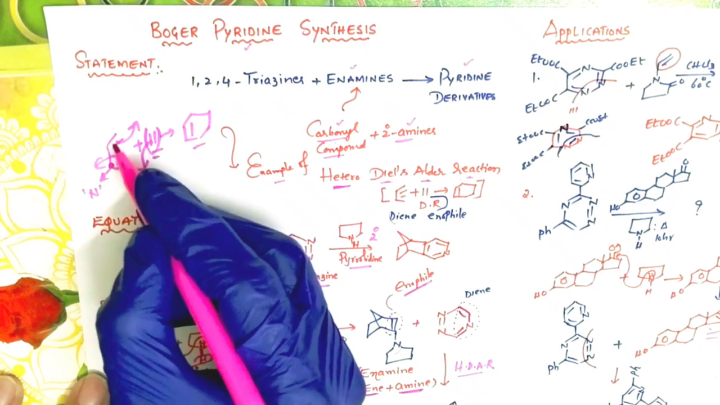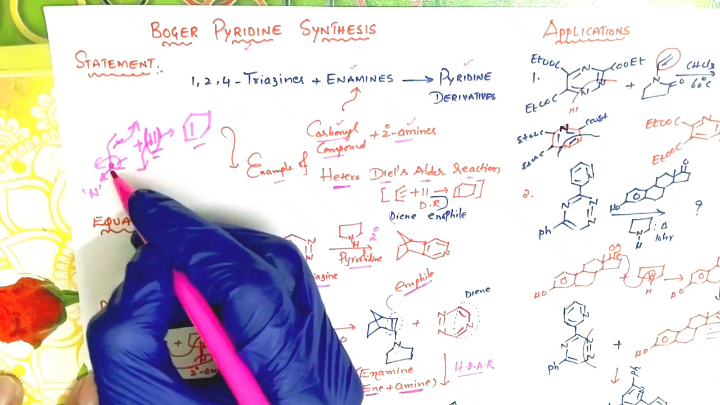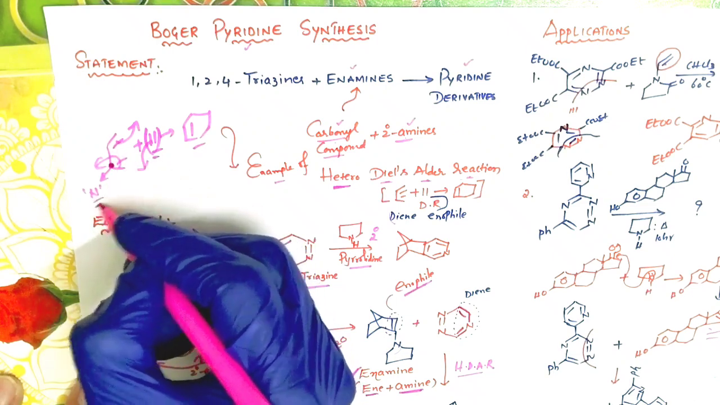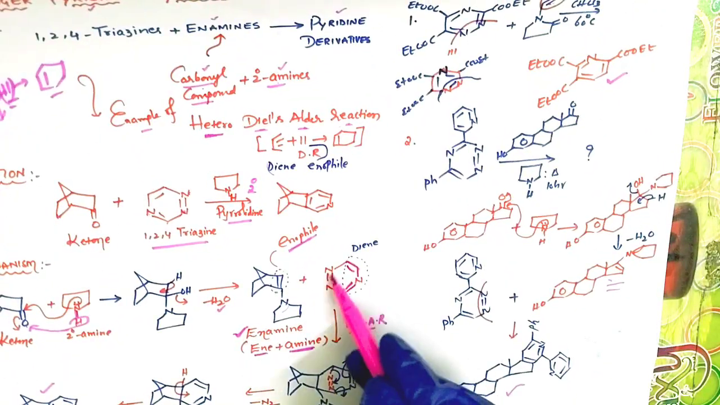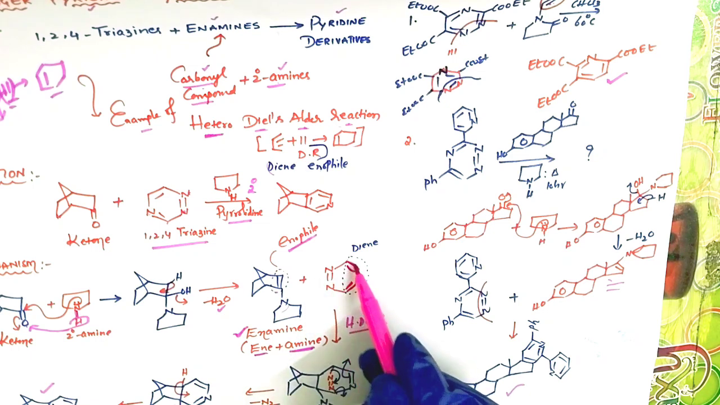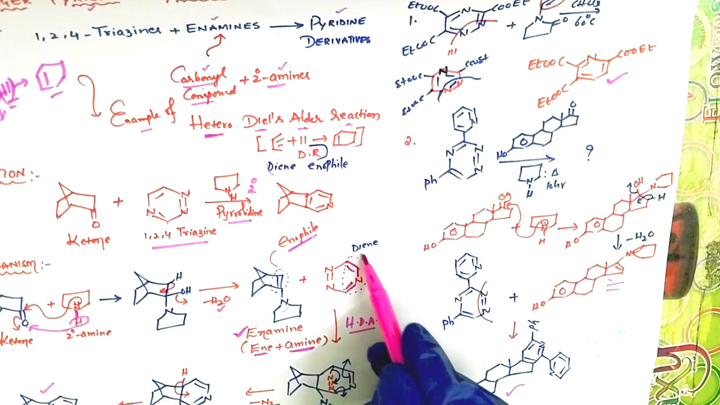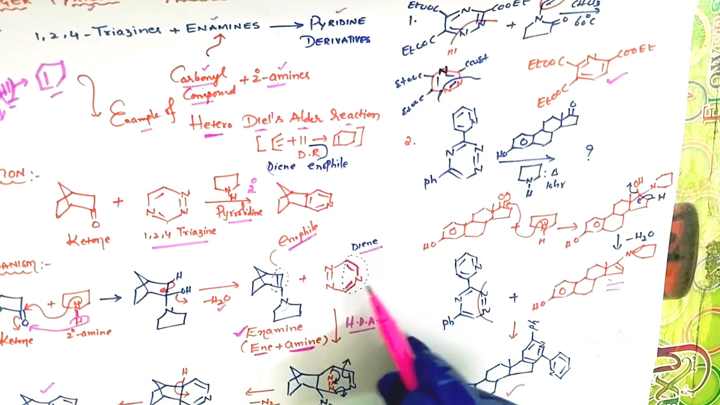Now what do we need? A diene, or not? In the diene, the carbon is going to be replaced with nitrogen. Let's see. Here is the 1,2,4-triazine. In this 1,2,4-triazine, what we are observing in this portion is similar to a diene, or not?